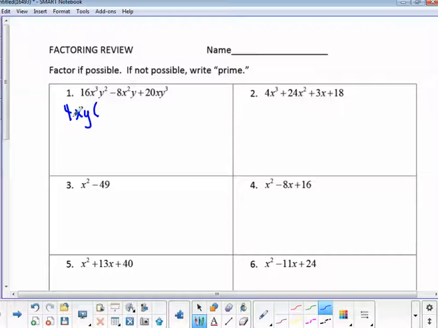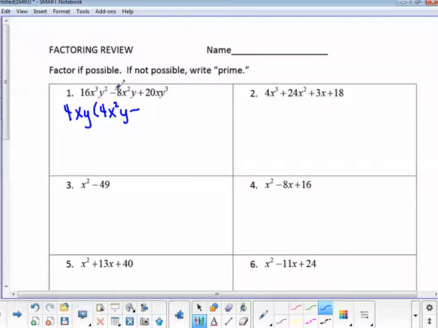So then you have to think, 4 times what would give you the 16, and that's a 4. You have x to the 1 here, but you need to make x to the 3, so you need x squared. And you have y to the 1, but you need y squared, so you have another y, and the y times the y gives you the y squared. Next, bring down the minus.